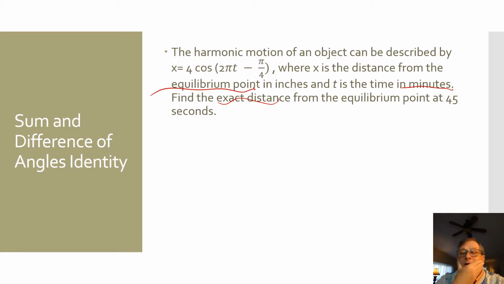Well, I've got to do some thinking on this. Let's first think about this equilibrium point. I'm just going to draw a crude coordinate plane. I could think about the equilibrium point as being where the object is lying on the x-axis, so to speak. In other words, it's at rest at that point. And we're trying to find x, the distance from the equilibrium point.